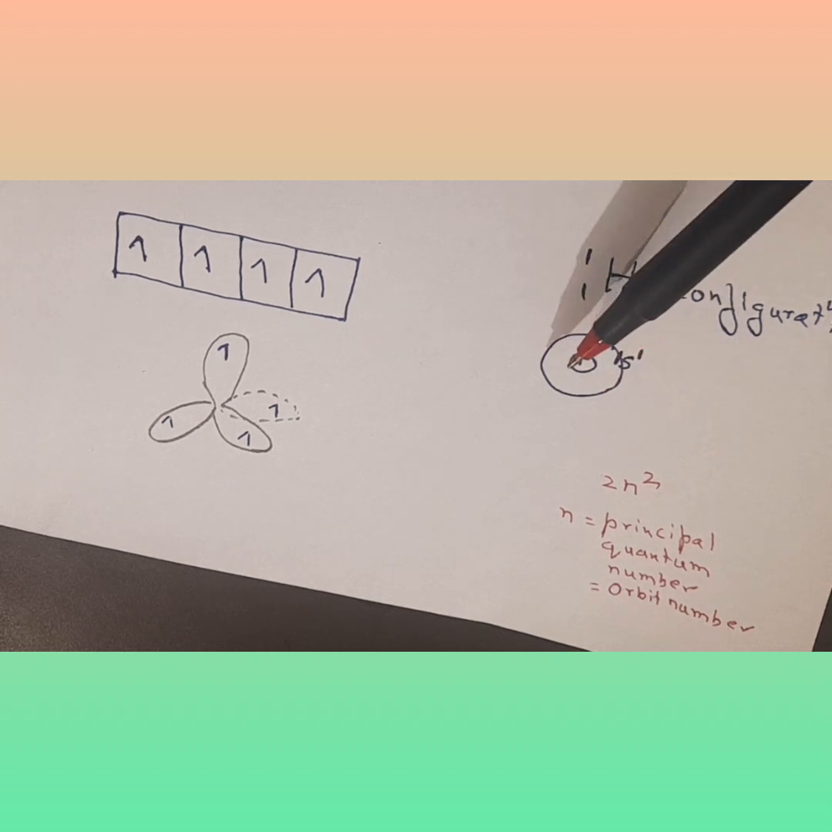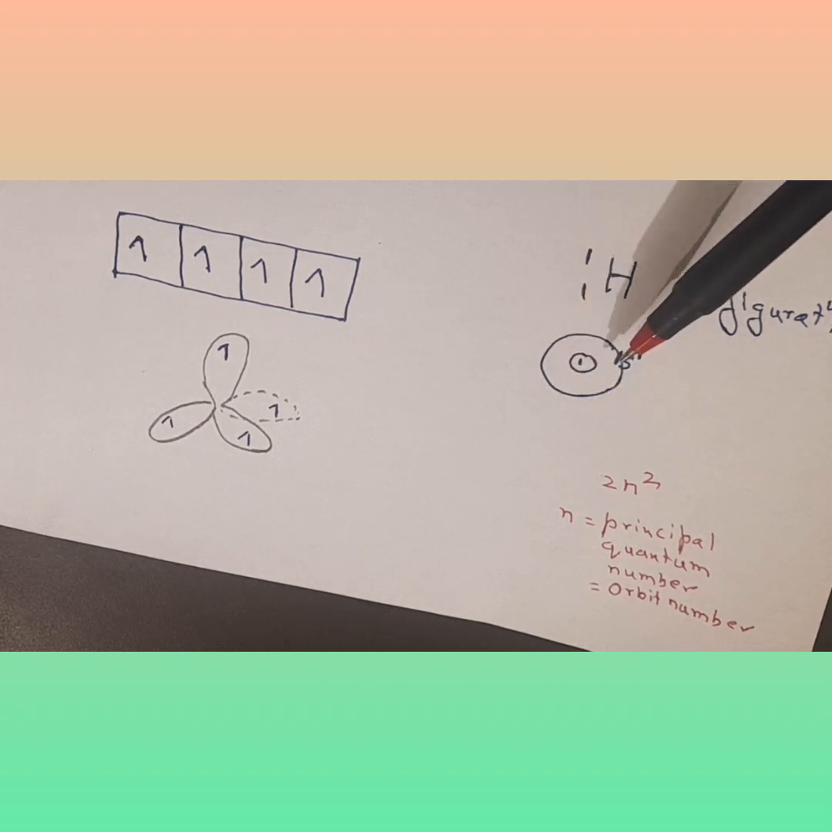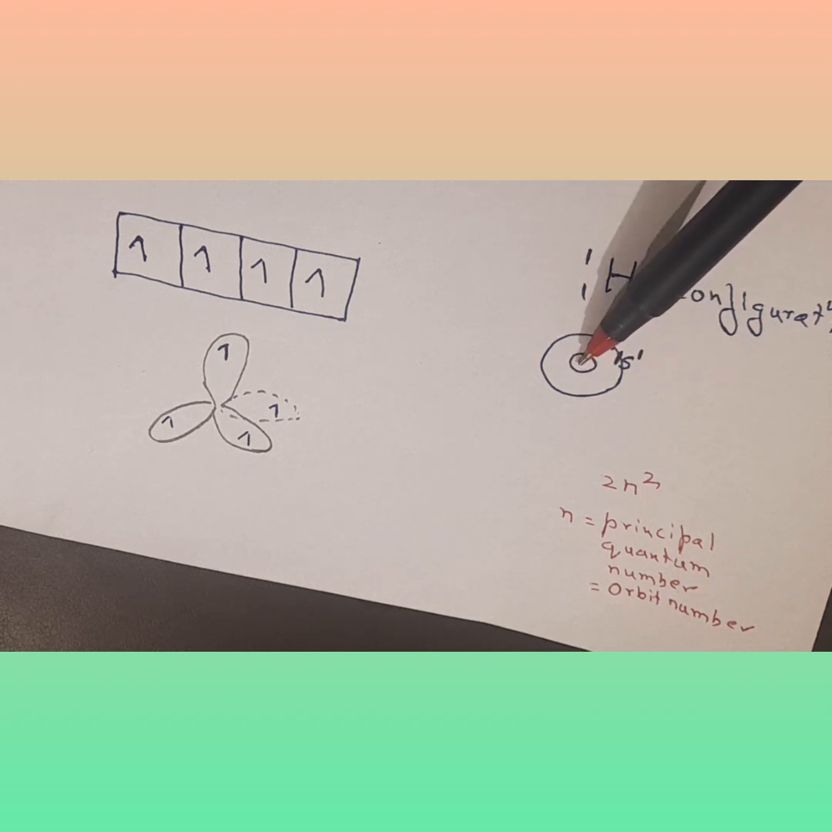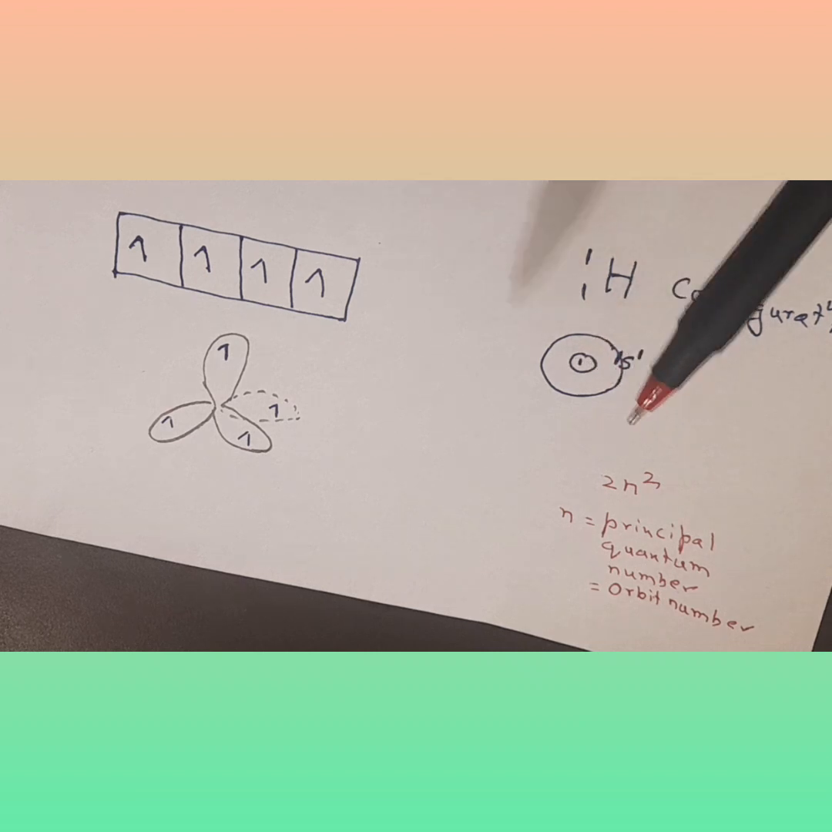So it has one proton and no neutron. This is how it appears. Now this is the electron cloud of 1s1. That 1 is obviously the principal quantum number, the first orbit, and it has one proton and no neutron.